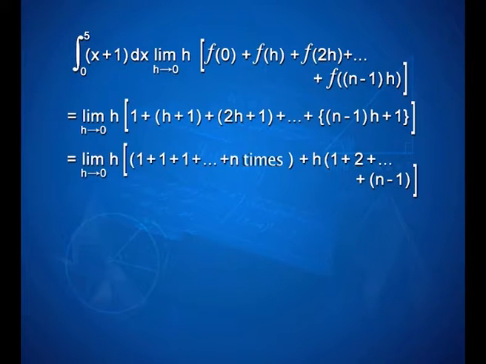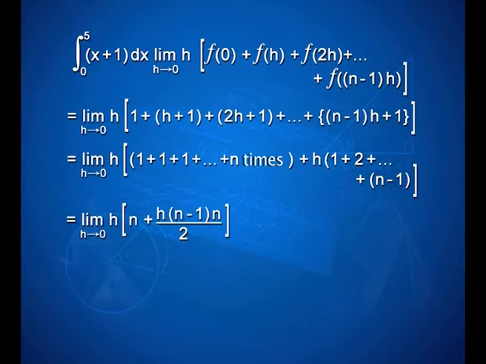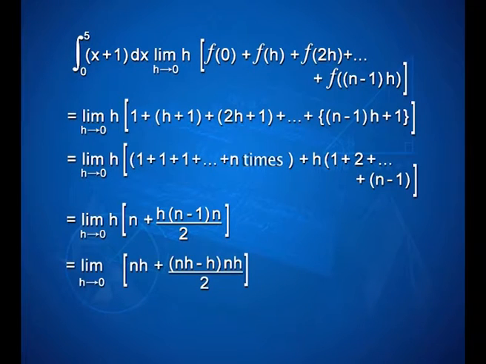that can be written as limit h tends to 0 h into 1 plus 1 plus 1 n times plus h into 1 plus 2 plus so on plus n minus 1, that is equal to limit h tends to 0 h into n plus h into n minus 1 into n upon 2, that gives limit h tends to 0 nh plus nh minus h into nh upon 2.